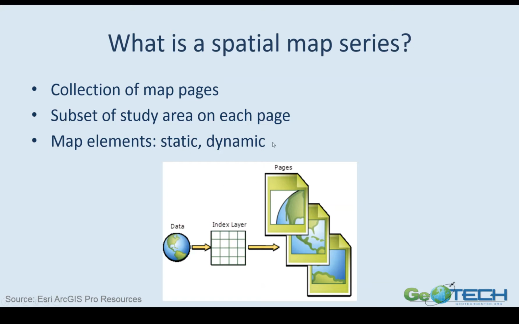I should also note that you should include map elements like scale bars or north arrow or other relevant information on each map page. Some of these elements could be static or unchanging from one page to another, for example, author information. Other elements could be dynamic and update as you go from one page to another, for example, page number.